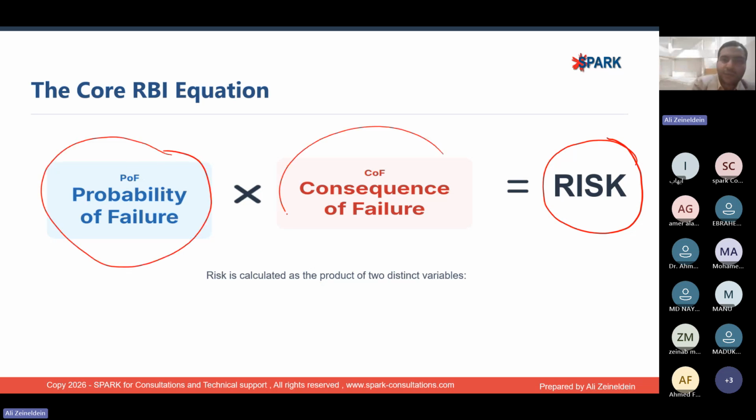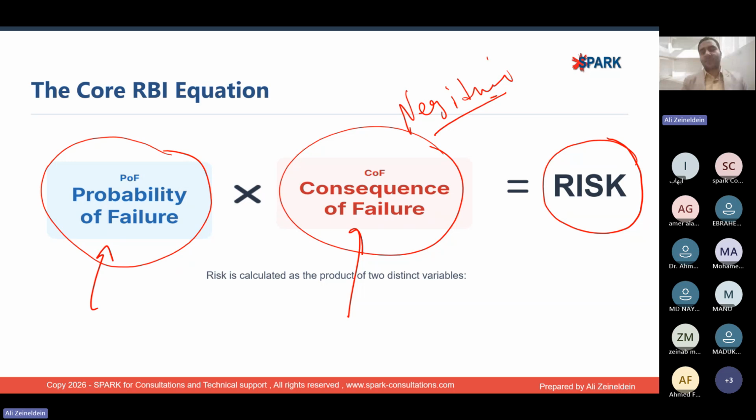What does probability of failure mean? Probability of failure means the susceptibility of damage occurrence. Consequences of failure means the consequences if a leak occurred or some rupture happened or whatever. Okay, what are the consequences? By the way, it will be a negative impact.